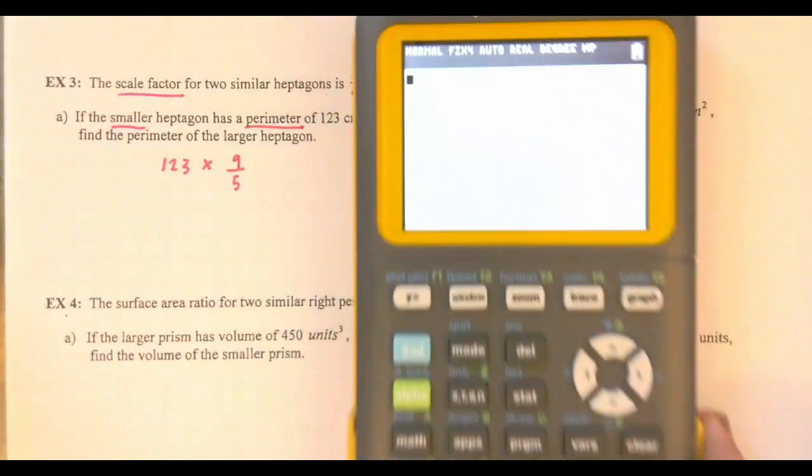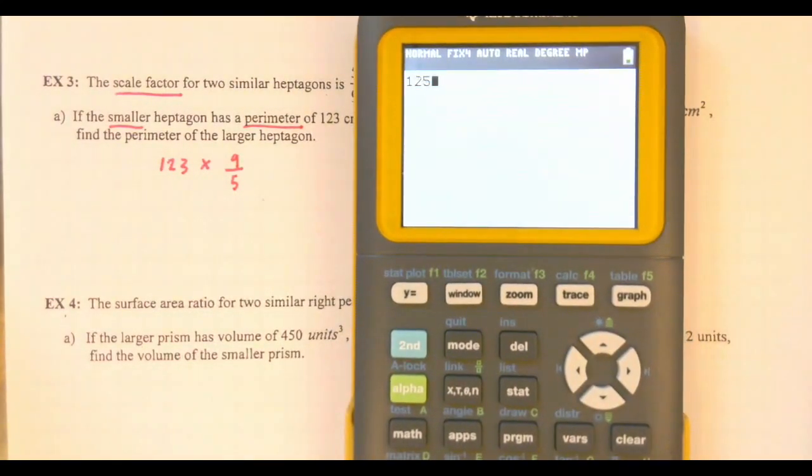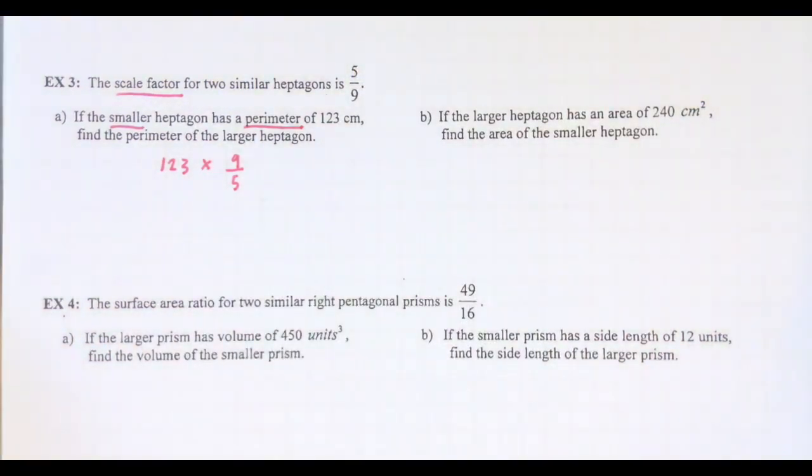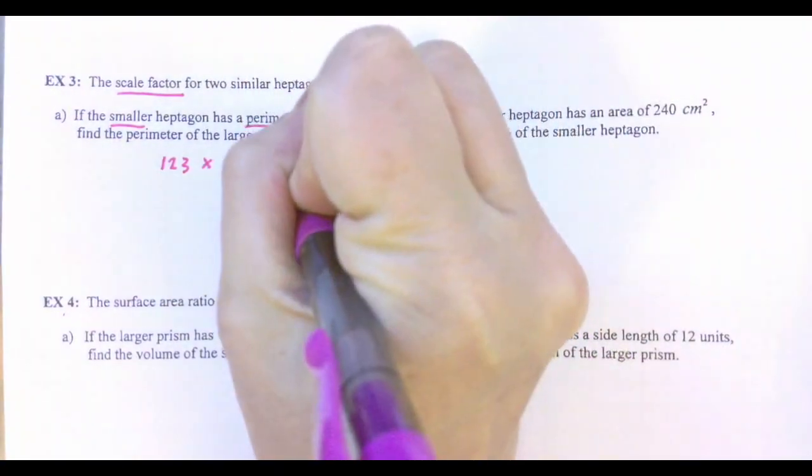So here, if I multiply that out, 123 times 9/5. Typed it in wrong. There we go. So we get 221.4. So our answer here would be 221.4, and then just our units would be centimeters.